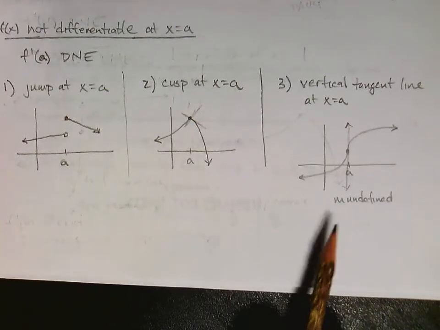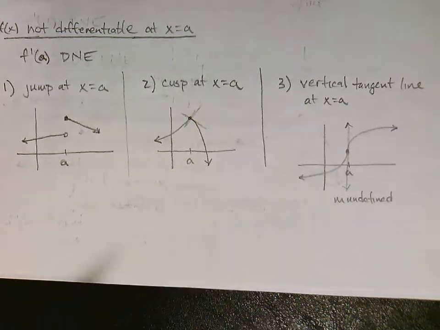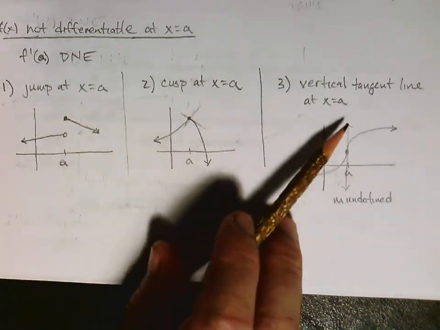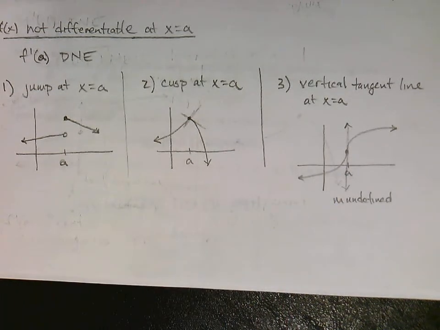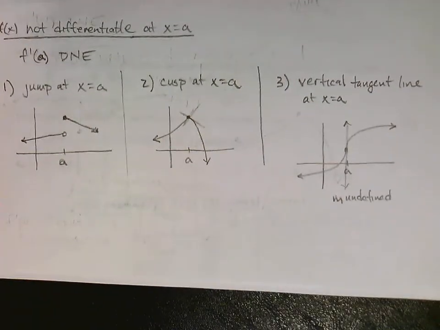Well, why is this a problem? I mean, there is only one tangent line. That's true, and that's very different from these other ones. There is just the one tangent line. However, what's the slope of that tangent line? Well, the slope of a vertical line is undefined, right? M is undefined. And since the derivative describes the slope of the tangent line, the derivative does not exist there because we don't have an answer for the slope.